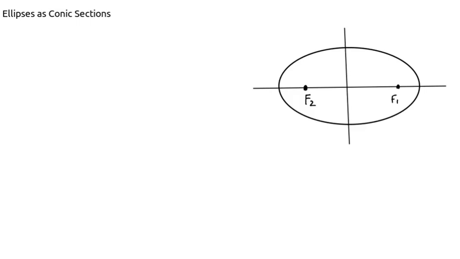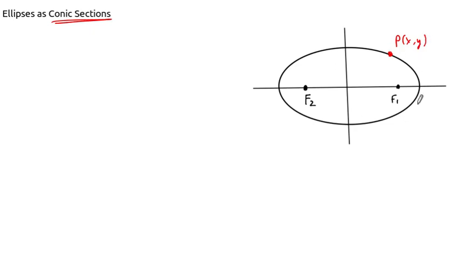So let's talk about ellipses in this video. And when I say ellipses, I mean ellipses thought of as conic sections. In our definition in the notes, we said that a point P, let's draw it over here, P, whose coordinates are, say, x, y.